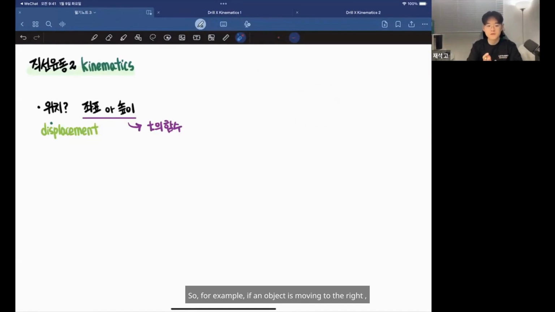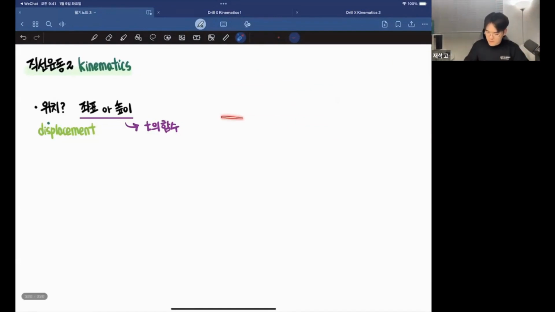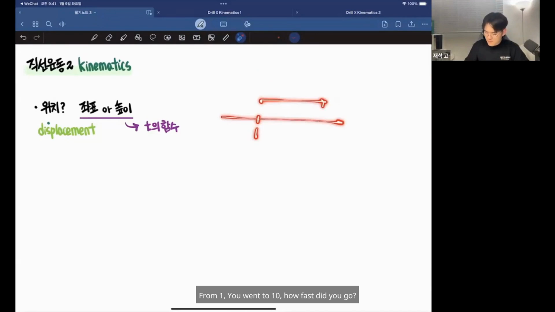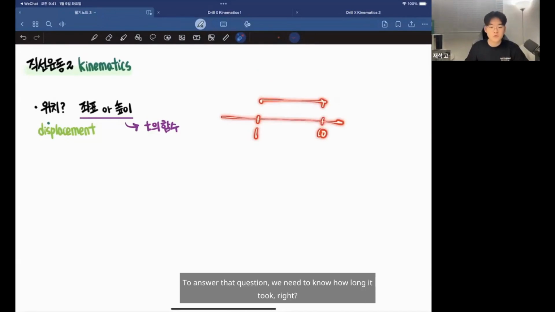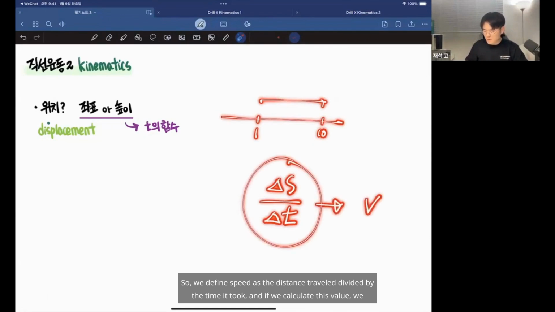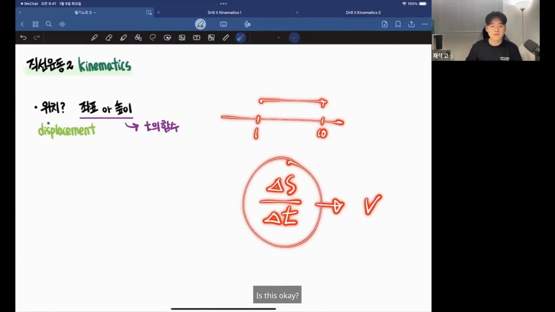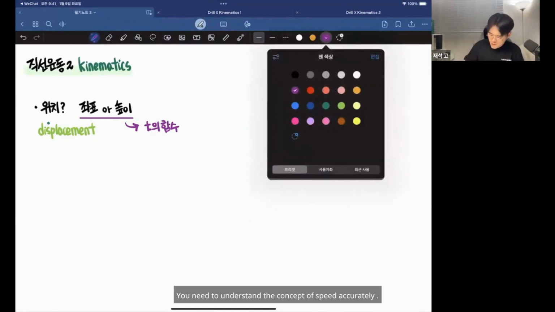So, for example, if an object is moving to the right, from 1 you went to 10, how fast did you go? To answer that question, we need to know how long it took, right? So we define speed as the distance traveled divided by the time it took. And if we calculate this value, we can find out how fast the object was moving, right, guys? Is this okay? You need to understand the concept of speed accurately.